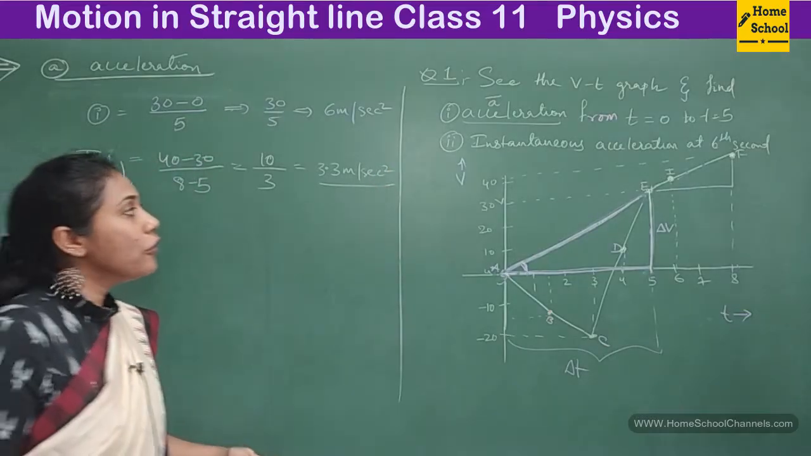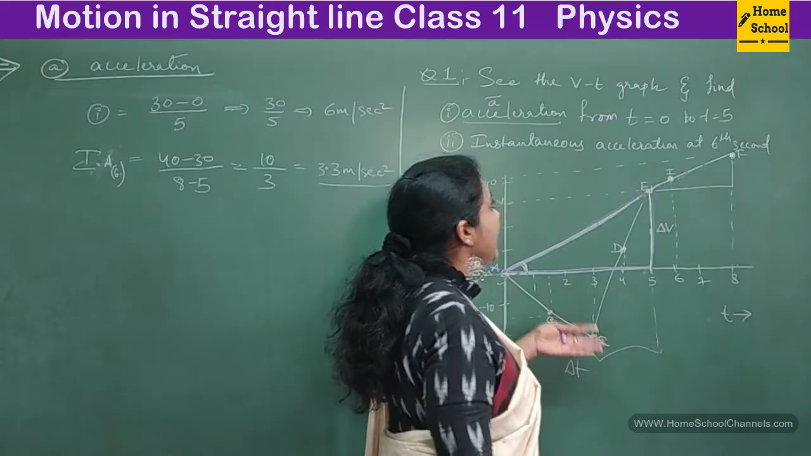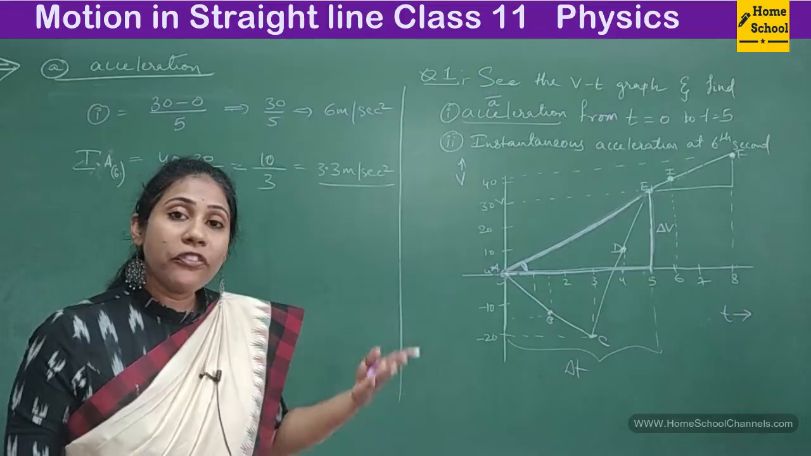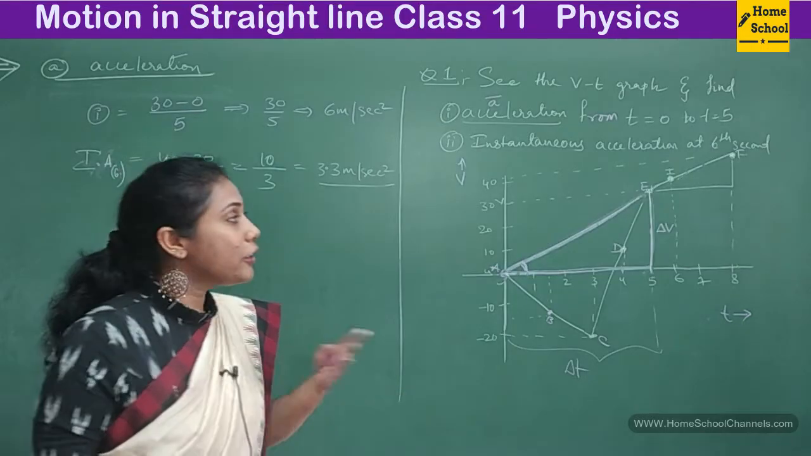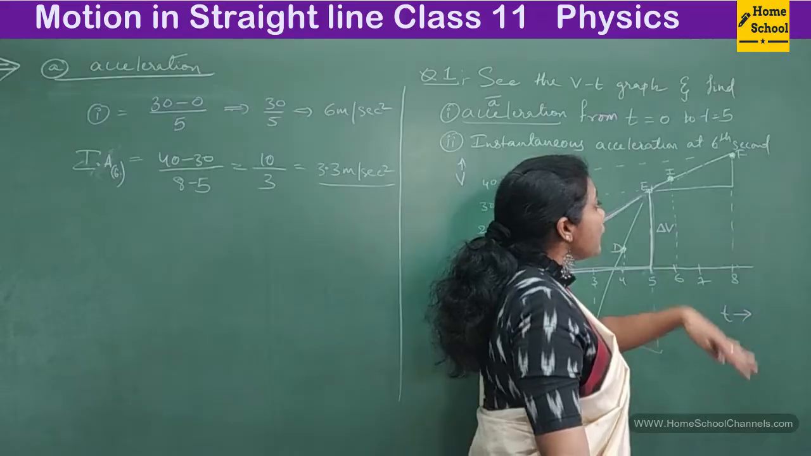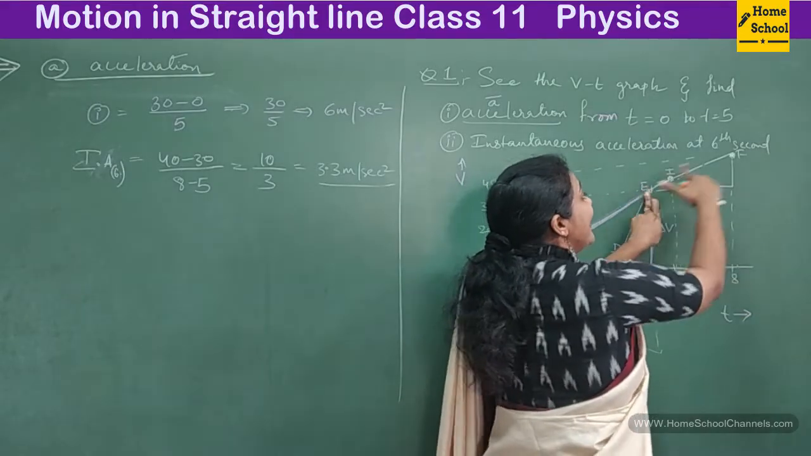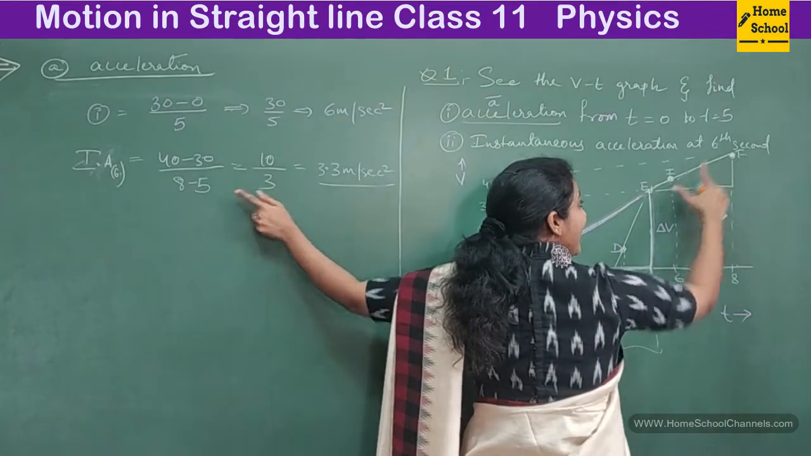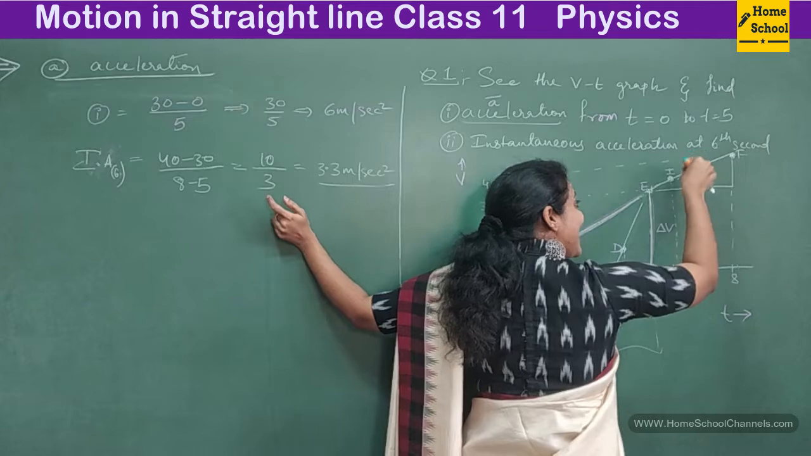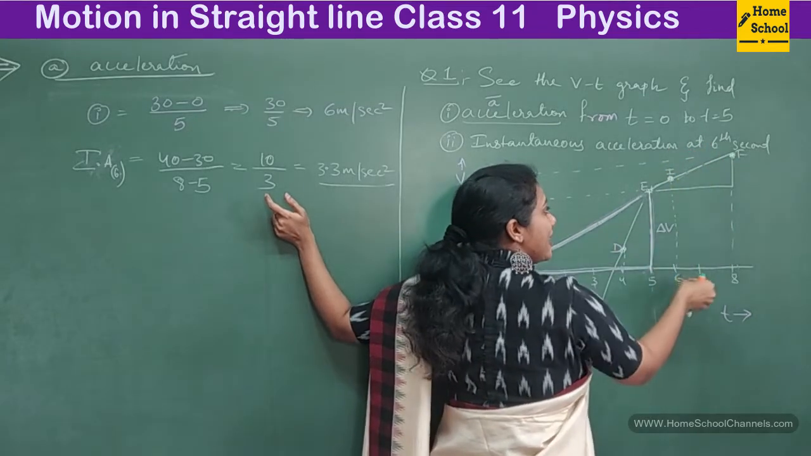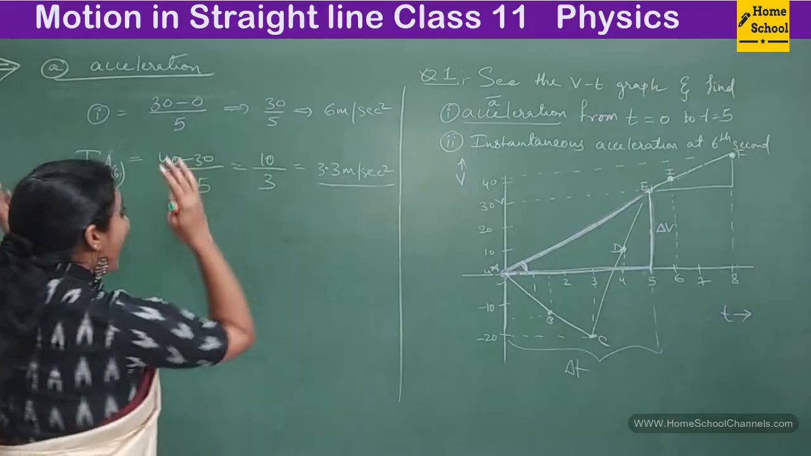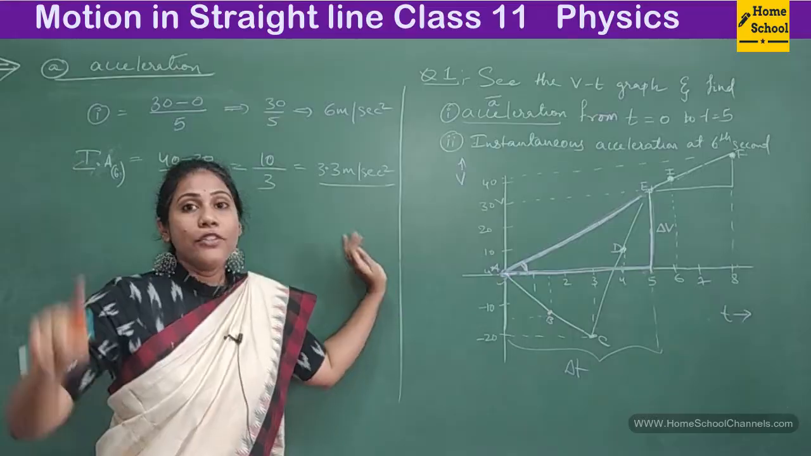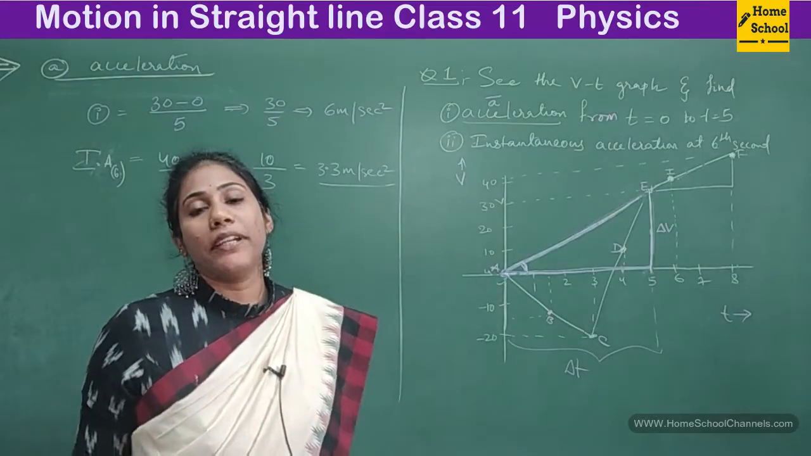Okay. So this is how from a VT graph you can find average acceleration or instantaneous acceleration. The method of calculating average acceleration is similar to instantaneous. If I had asked you to calculate acceleration between points E and F, this is how you would have calculated it. Between E and F, at any instant, the acceleration is similar to the average acceleration between E and F. Okay, so this is really very important.